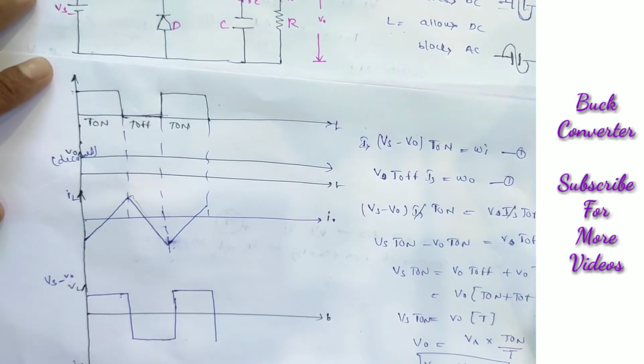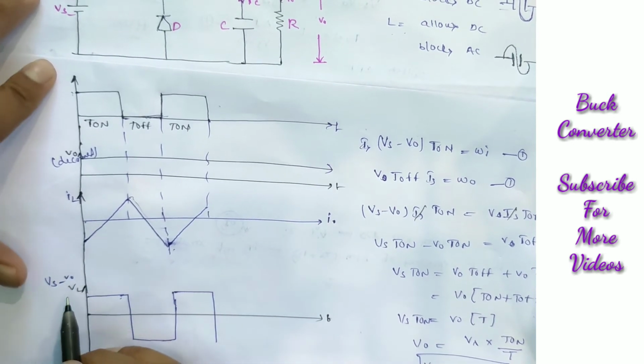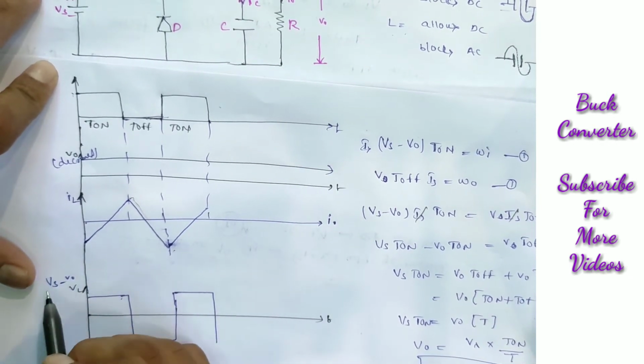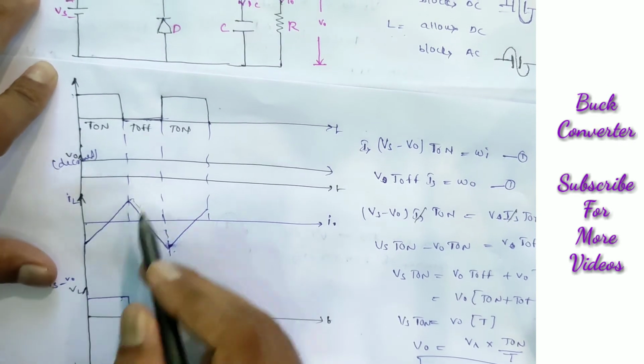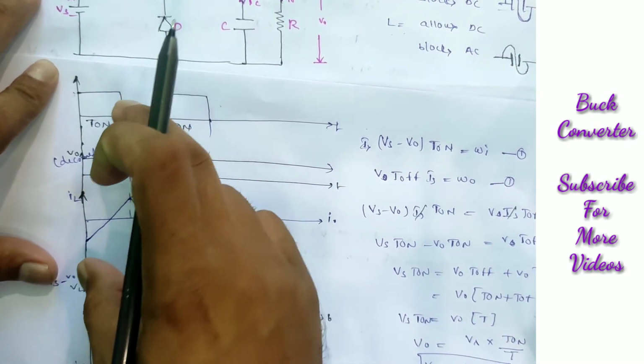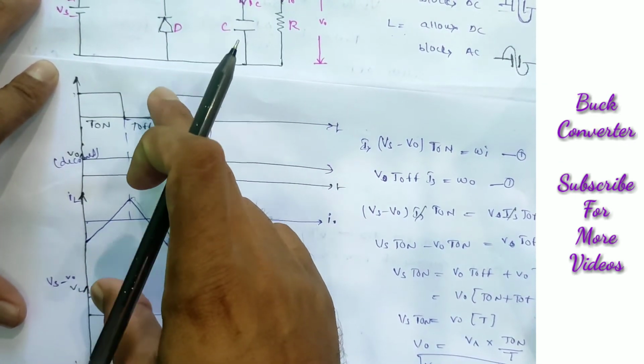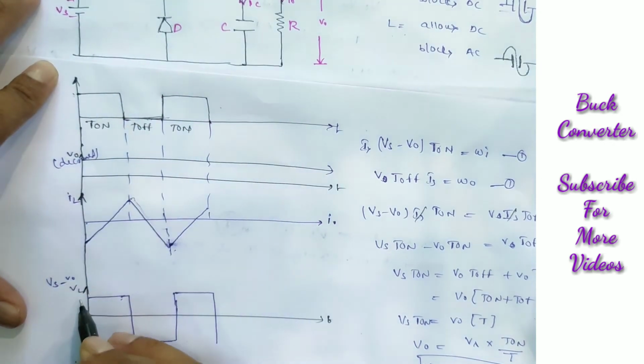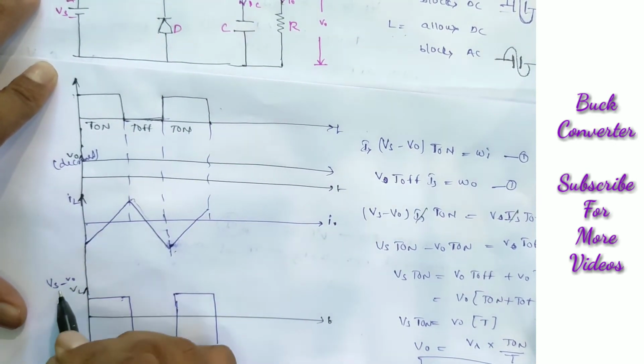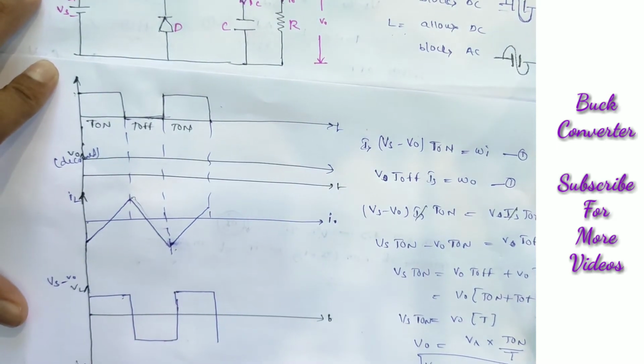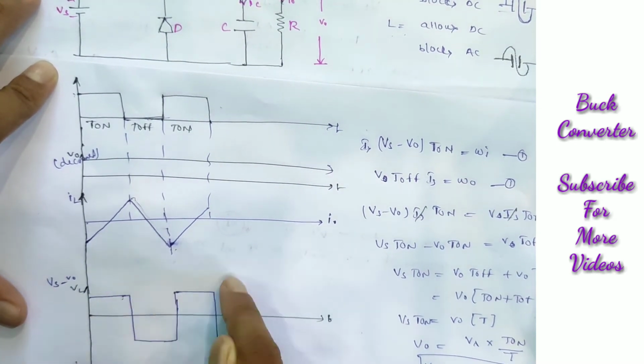Then coming to the inductor voltage, I already explained VL equal to Vs minus V0. When the switch is in on condition, the input supply equals the inductor voltage with reduced magnitude of output voltage. This is the inductor voltage.